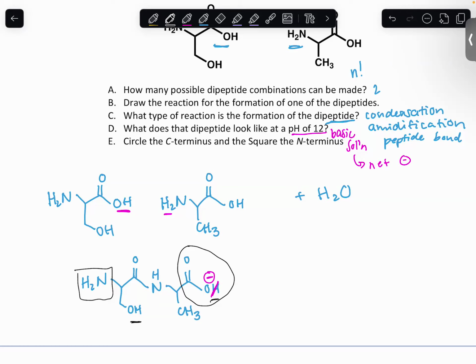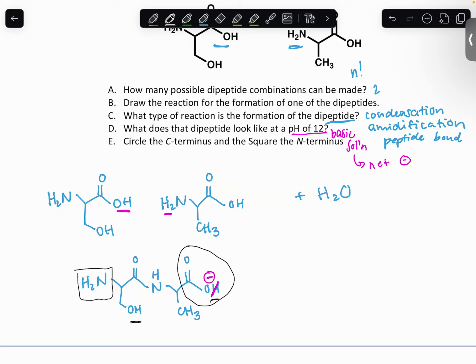Where did you get the 2 from? It's the factorial. So we have 2 possible amino acids that we're using. So it's 2 times 1. And if we had 3, it would be 3 times 2 times 1. Other questions? Moving on.